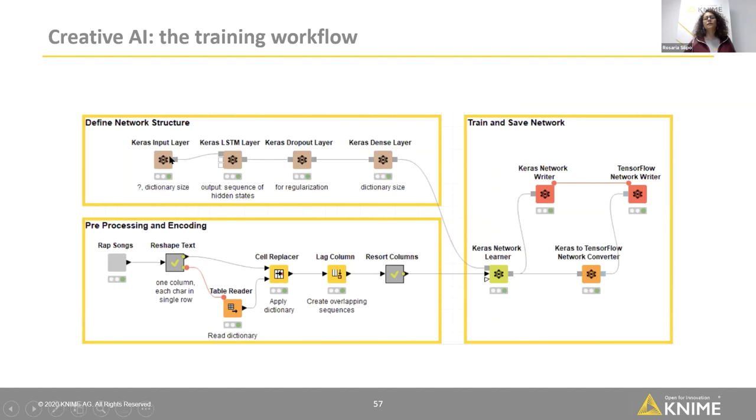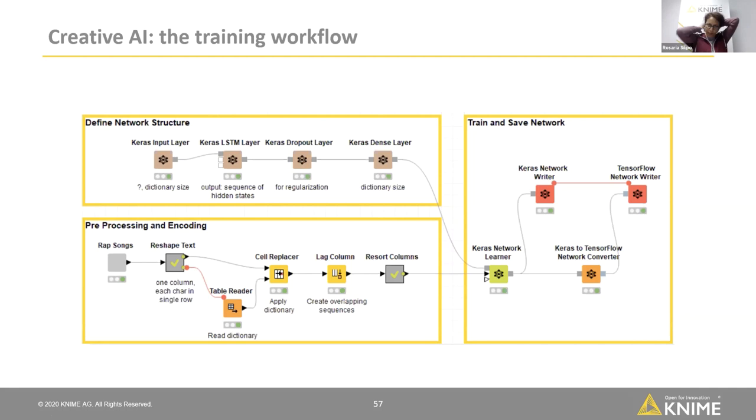You see here three layers, but actually there is this extra dropout layer I already talked about to somehow avoid the overfitting. Here there is the pre-processing of all the rap songs. You need to reshape the text, you need to clean up a bit. So there are a number of things that you need to do.